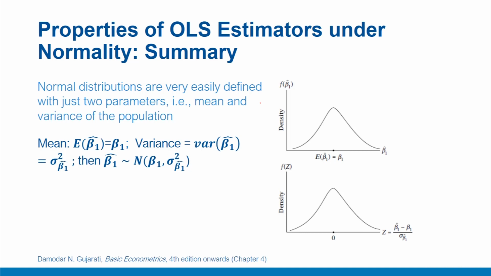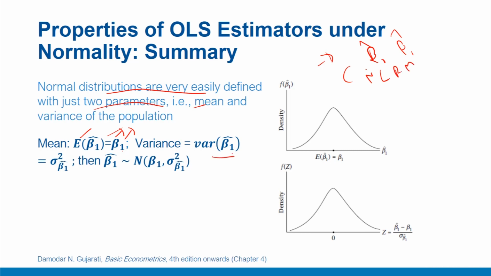To summarize, in this video we introduced the normality assumption with the error term. Since the error terms are the ones introducing randomness in the sample estimates, the sample estimates themselves, beta 1 hat and beta naught hat, are normally distributed. Normal distributions are very easily defined with just two parameters, mean and variance. If the classical normal linear regression model assumptions hold, then the expected value of beta 1 hat is the same as beta 1, the population parameter, so the sample estimate converges to the population parameter.